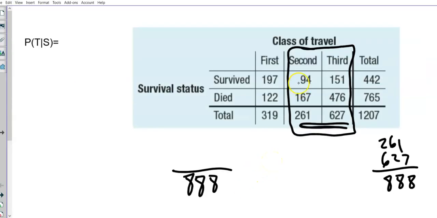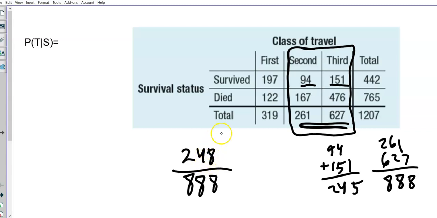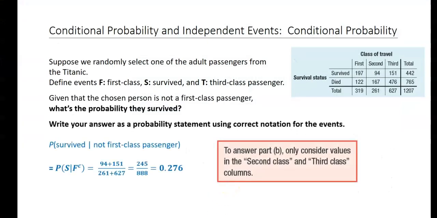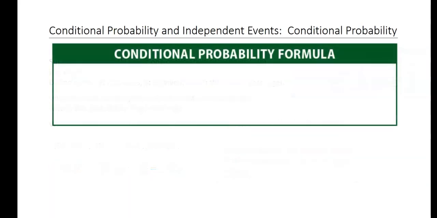What is the probability you survived? So of those, which folks survived? If I add up those two, 94 plus 151, so 245 over 888. I think that should be it. Let's see what happens. 245 over 888, or 27.6% chance.